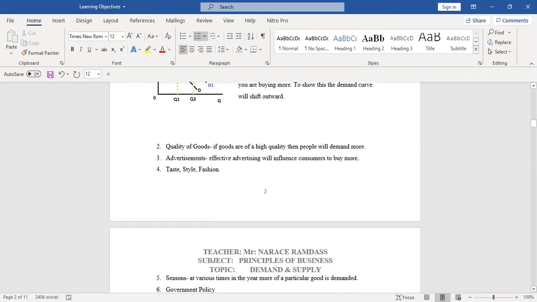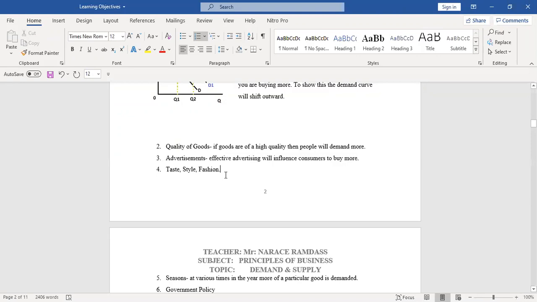Advertisements. Effective advertising will influence consumers to buy more. That's the whole point of advertising. We did that in marketing, right? When you advertise, you're trying to persuade the consumer that, hey, my product is better. Come and try my product. Come and buy my product. Some advertisements are effective, some are not. An effective advertising campaign will influence a consumer to buy more. When you advertise, your demand curve for your product is supposed to shift outward. You're not changing the price of the product. Always bear that in mind. What you are influencing is people's spending pattern. You're convincing them to come and buy my product.